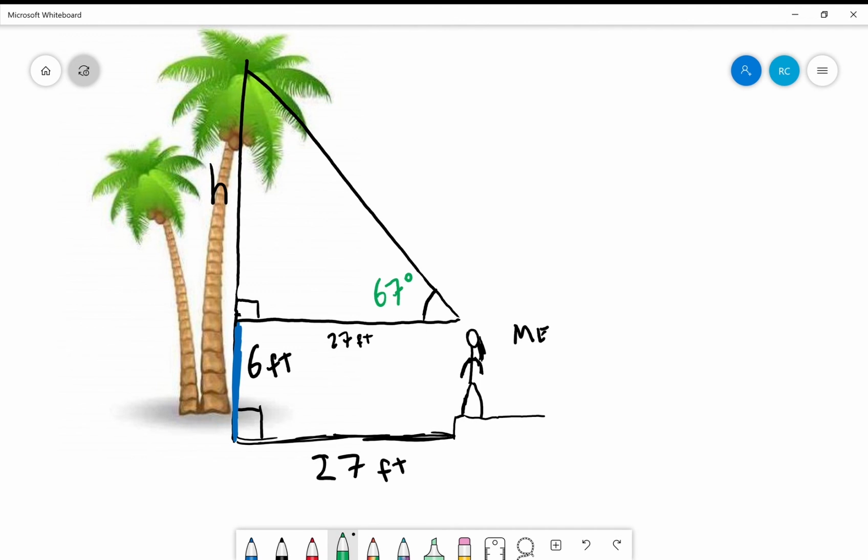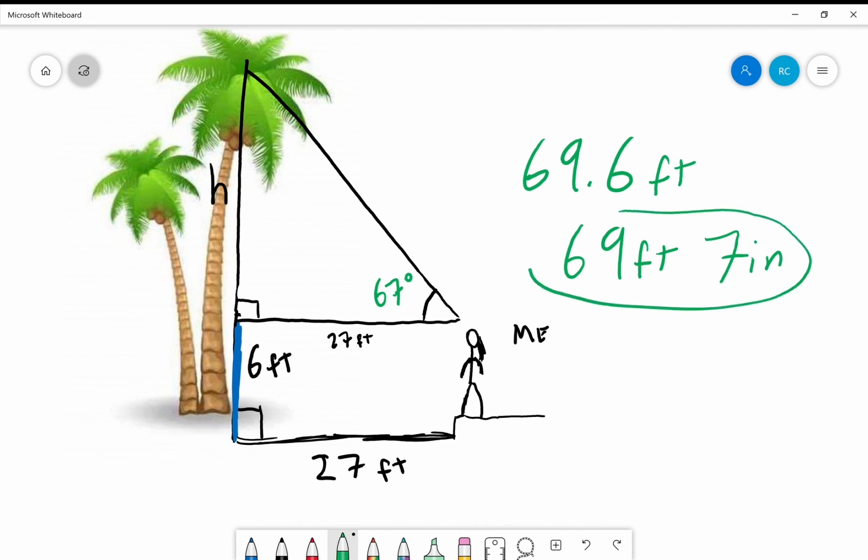Now, unlike my other videos, I'm not actually going to hold your hand and walk you through this. I'm just going to go ahead and drop the answer and let you check your work against the answer and see if you got the same thing, okay? So the answer I got for the total height of the tree was 69.6 feet, which is about 69 feet 7 inches. That's my answer. See if yours matches.